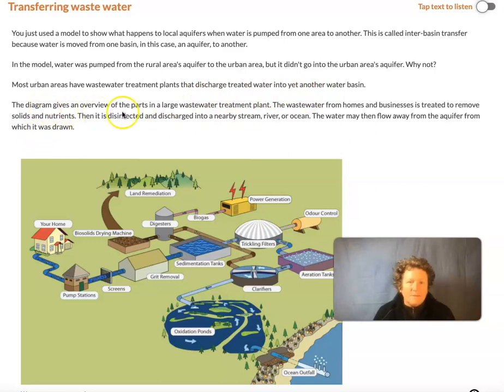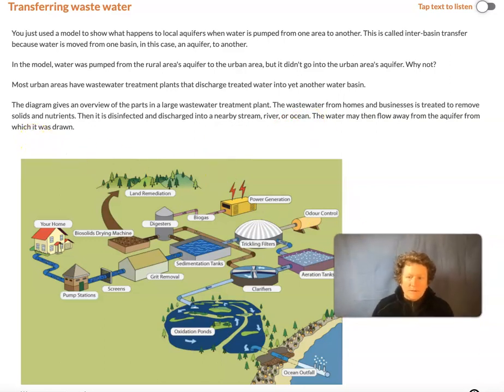The diagram gives an overview of parts in a large wastewater treatment plant. The wastewater from homes and businesses is treated to remove solids and nutrients. Then it is disinfected and discharged into a nearby stream, river, or ocean. The water may then flow away from the aquifer from which it was drawn.